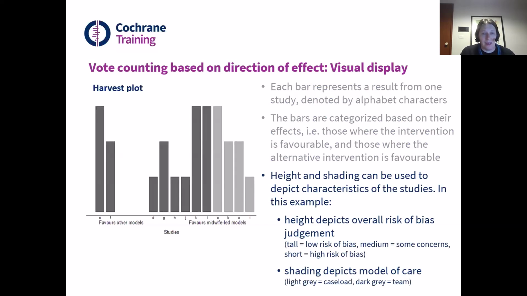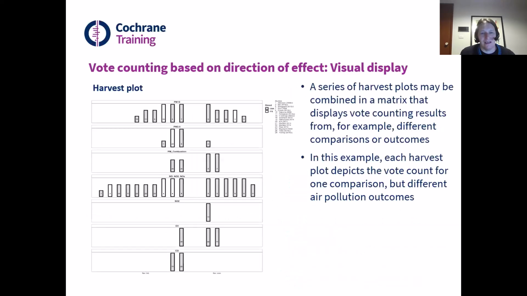So in this example, height depicts the overall risk of bias judgment. Tall bars indicate low risk of bias, medium indicates some concerns, and short bars indicate high risk of bias. The reason for that kind of ordering is that visually those studies then get much more prominence. And in this case, the shading depicts the model of care. But there are obviously lots of different factors that you could use to denote different characteristics of the data.